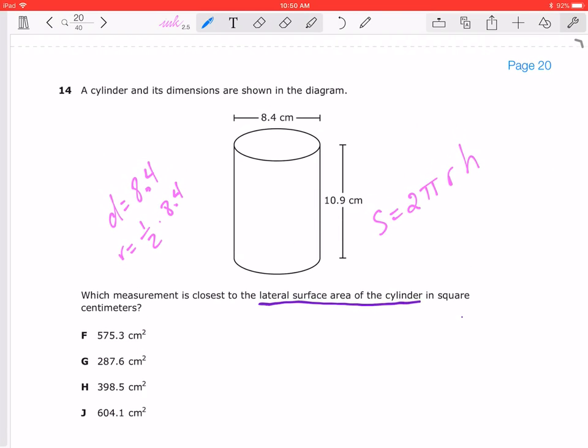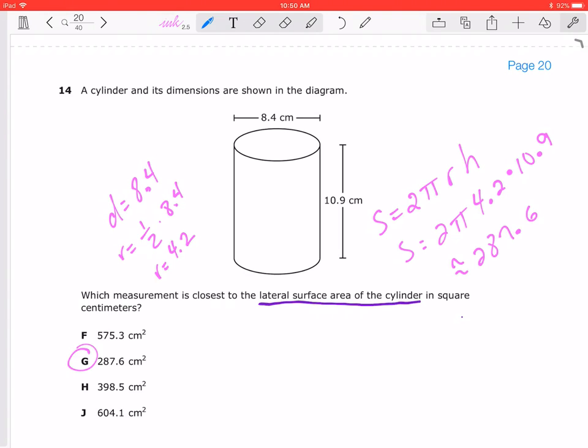8.4 divided by 2 is going to give us R is equal to 4.2. So now I'm going to plug everything in. 4.2 times our height, which is 10.9. And it doesn't want us to give our answer in terms of pi, so we need to put that in there. So we're going to say 2 times pi times 4.2 times 10.9, which will give us approximately 287.6, which is one of our answer choices.